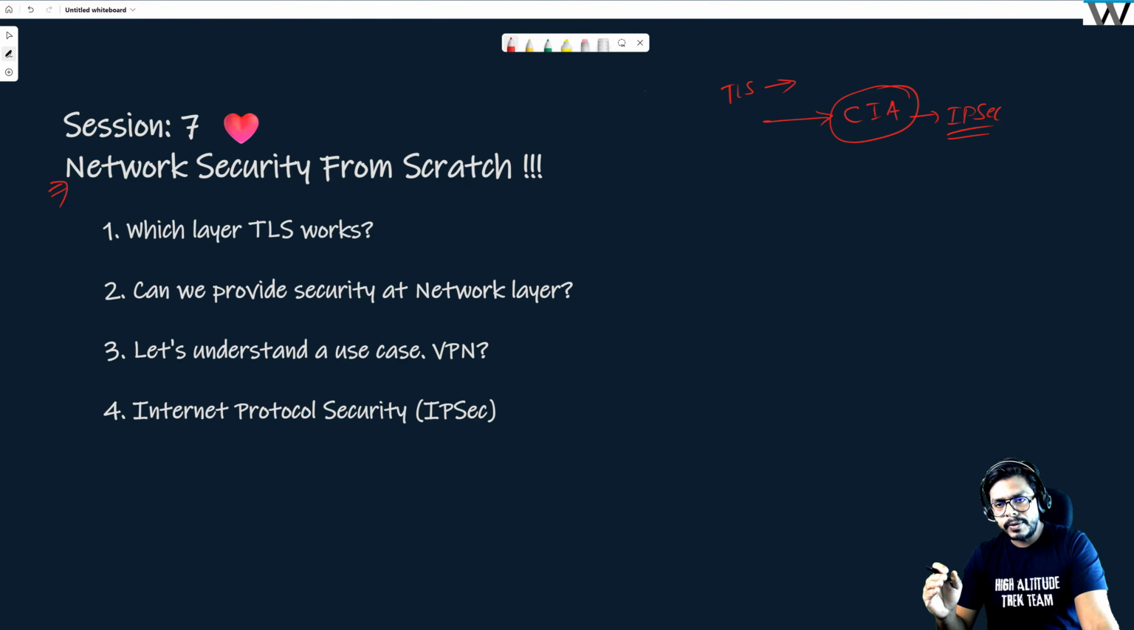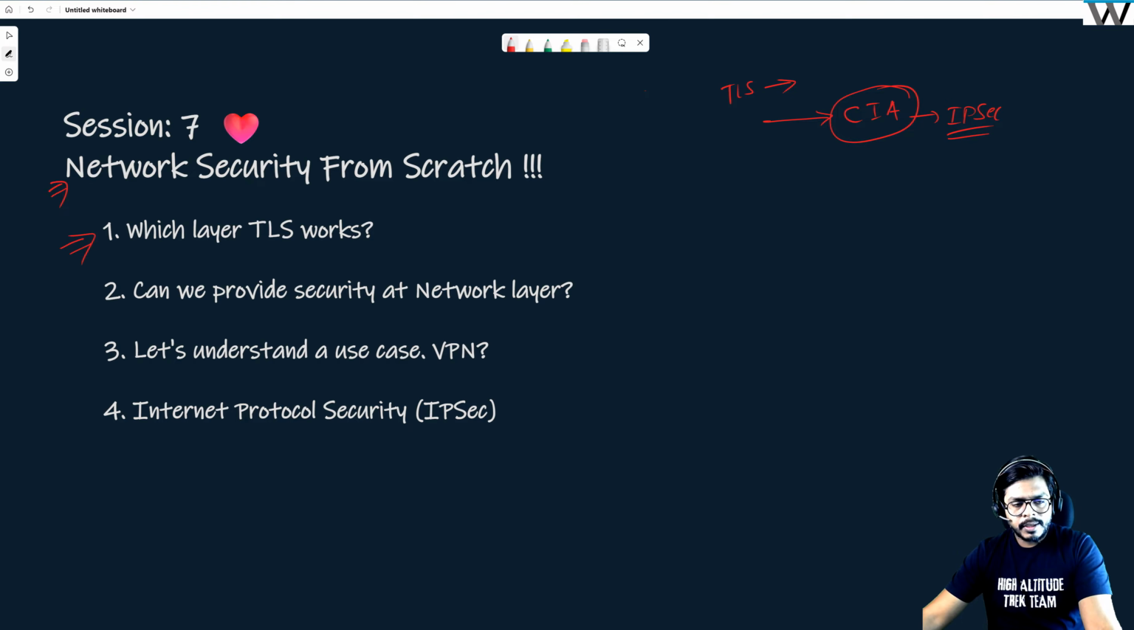If I say layering concept, then we need to also understand at which layer Transport Layer Security, or TLS or SSL, works. So here is the agenda for today's session. We are going to discuss TLS and its layer, and this is important if you want to understand a new protocol, which is IPsec, better.